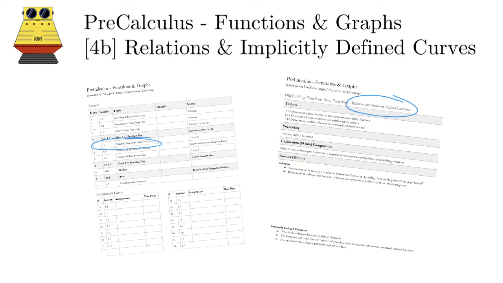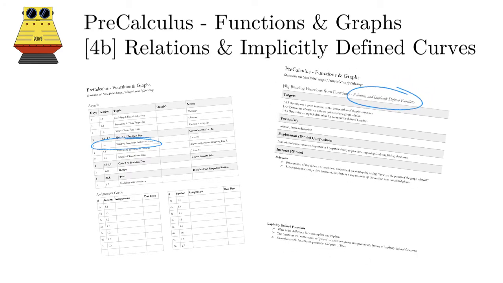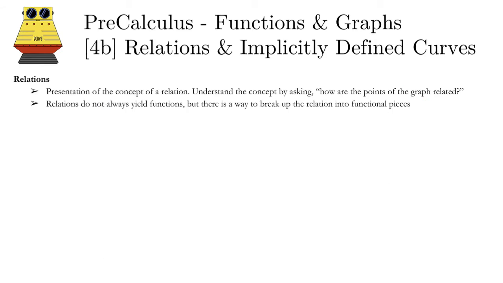You can follow along using this document where we'll define relations and contrast explicit versus implicitly defined functions. There's also a bonus example about completing the square. Let's get started. Let's start with relations.